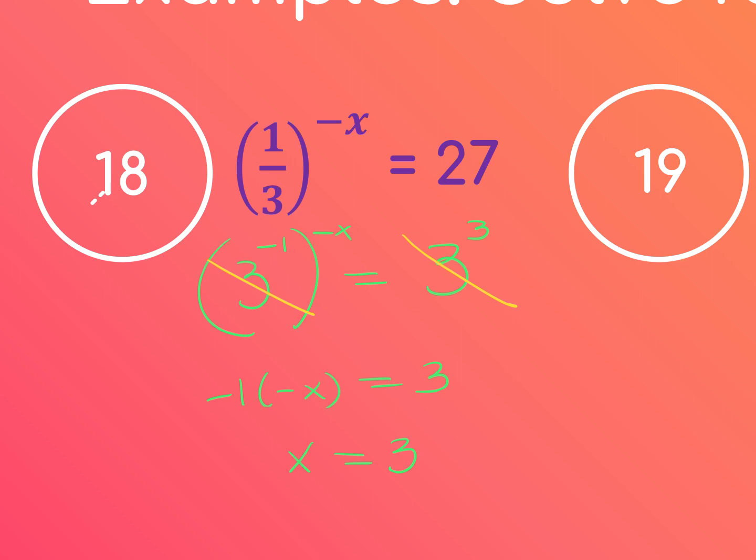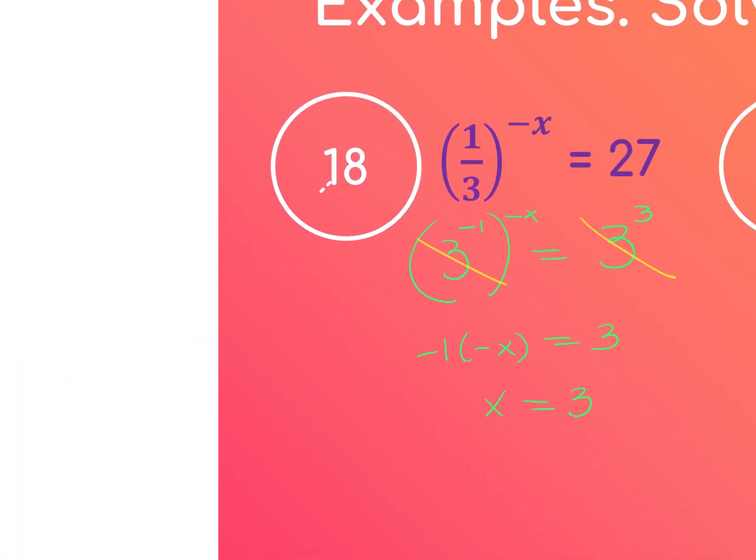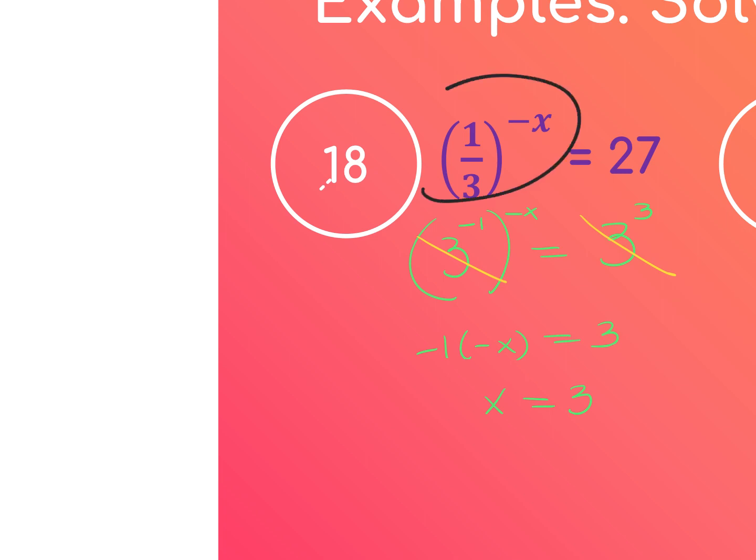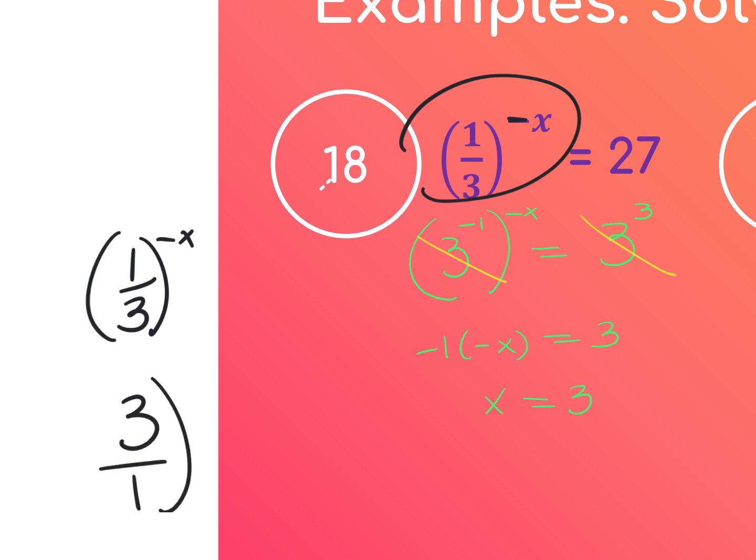Now, another way you could have thought about this is you could have taken this, and if you just deal with the negative sign and think, you know what, when I have negative 1/3 raised to a negative x, I could change this and flip it to the reciprocal and get rid of the negative.